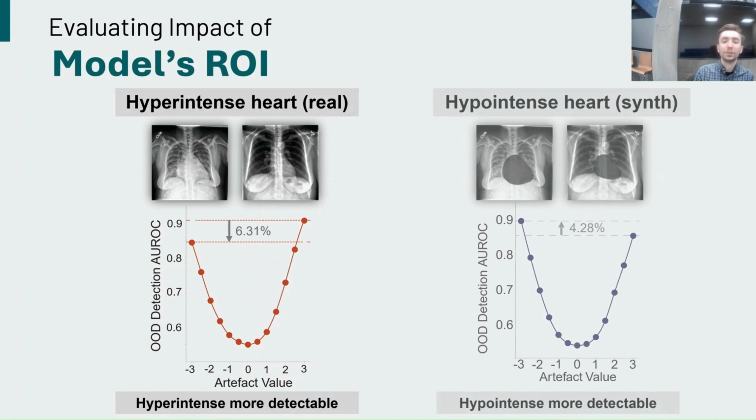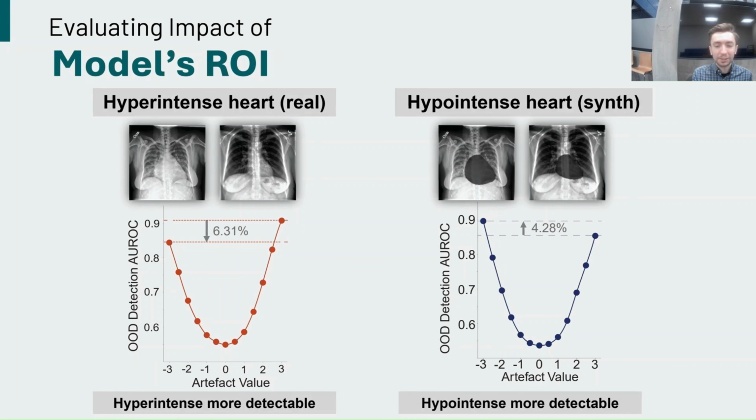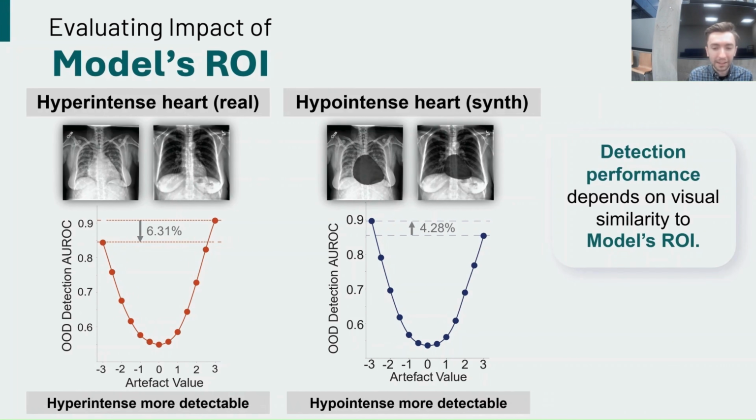Now let's look at the results for the synthetic data with our hypointense heart. And we now see that that asymmetry is flipped. So now hypointense artifacts are more detectable. This illustrates an example of the invisible gorilla effect, where detection performance depends on the visual similarity to the model's region of interest.